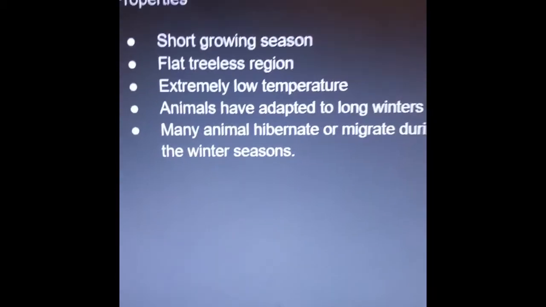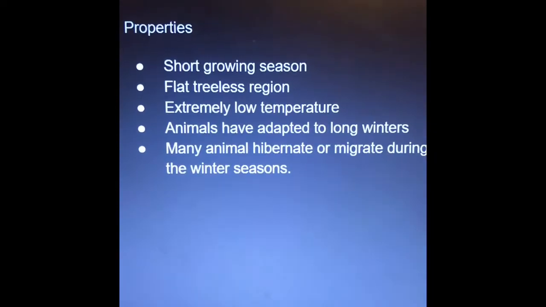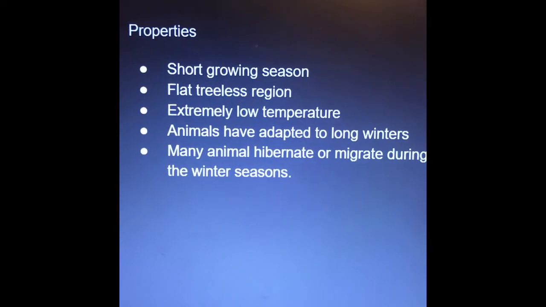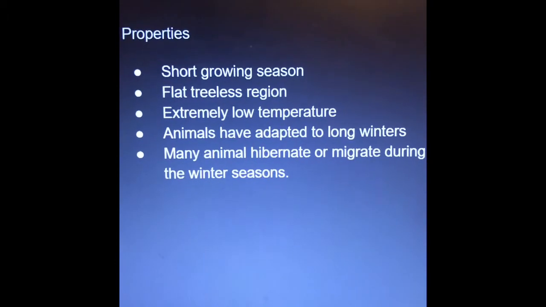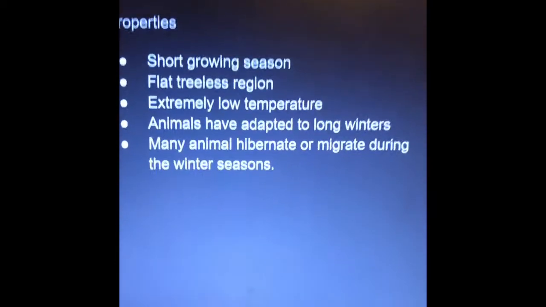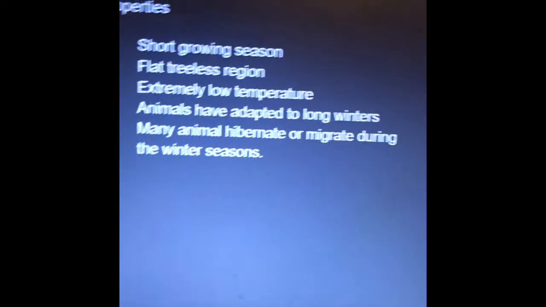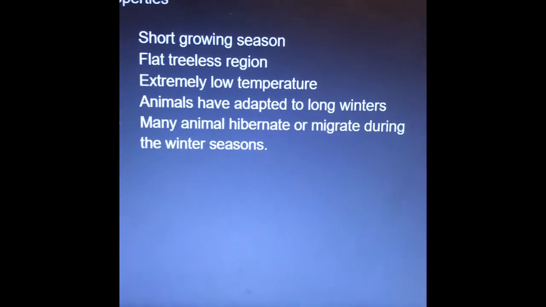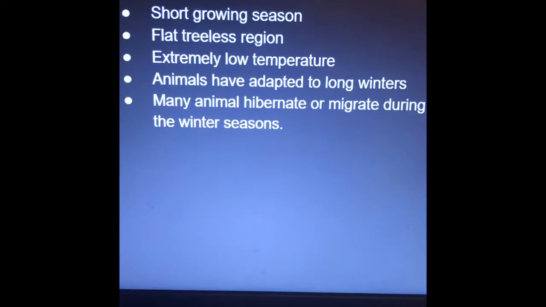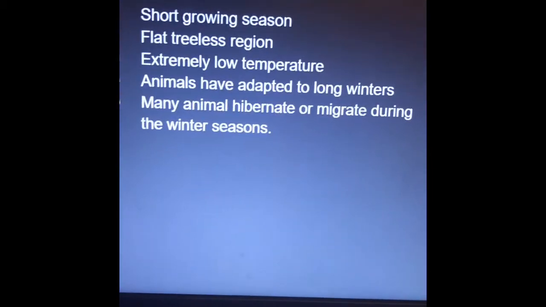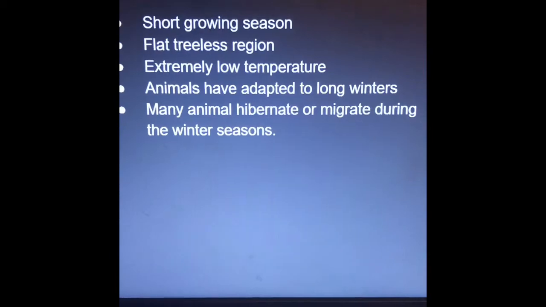Yep, other animals include an Arctic fox, an Arctic hare, a caribou, a musk ox, and a polar bear. And properties of the tundra are, it has a short growing season, it doesn't have very many trees, the temperature is super low, so it's very cold. Animals have adapted to the long winters. A lot of them have a lot of fur and a lot of fat on them to stay warm. And many animals hibernate or migrate during the winter seasons.